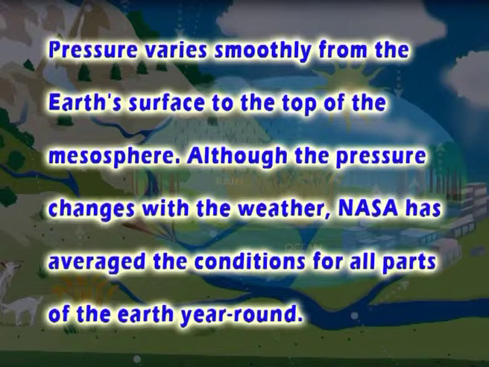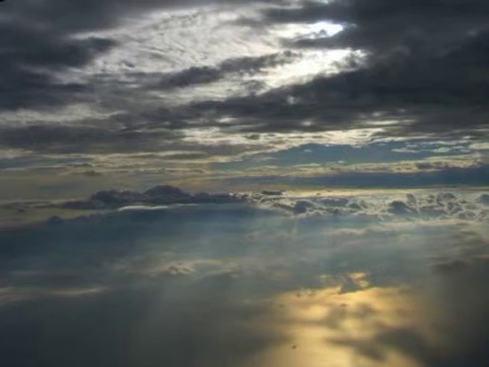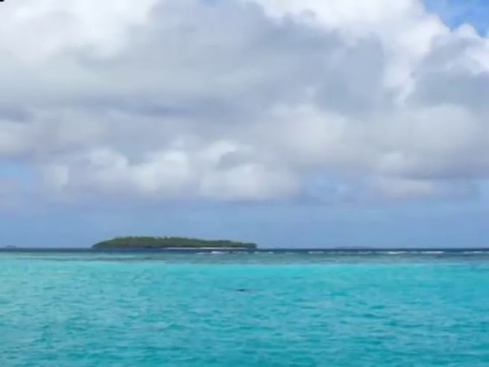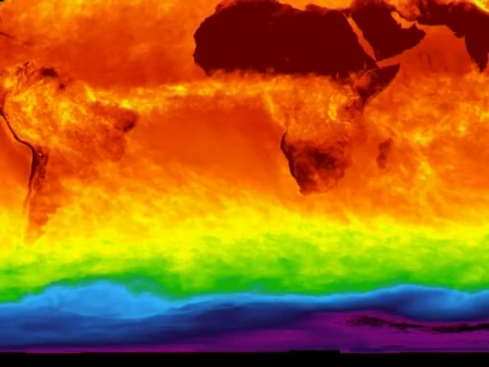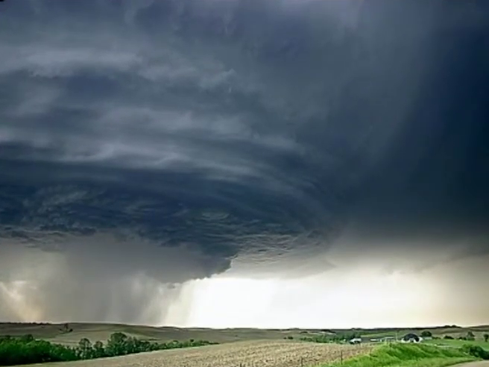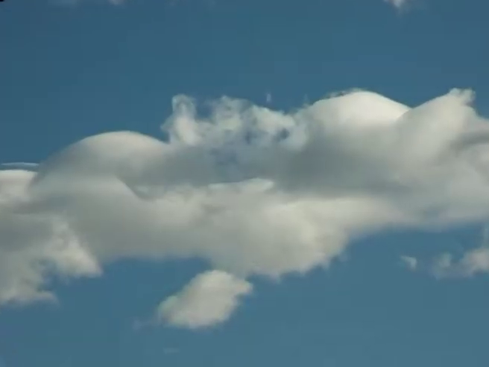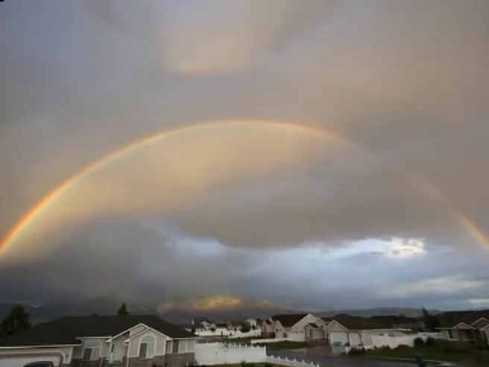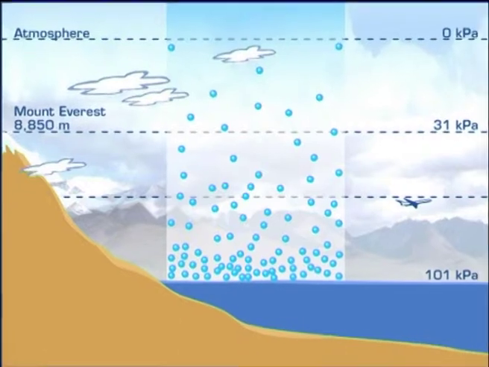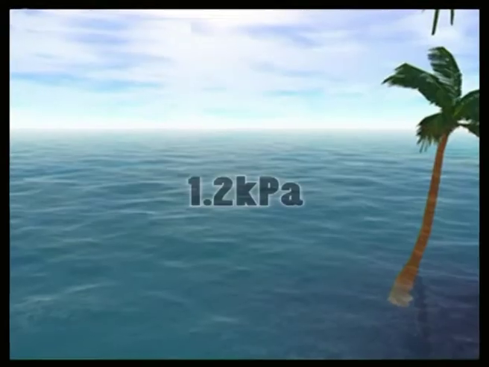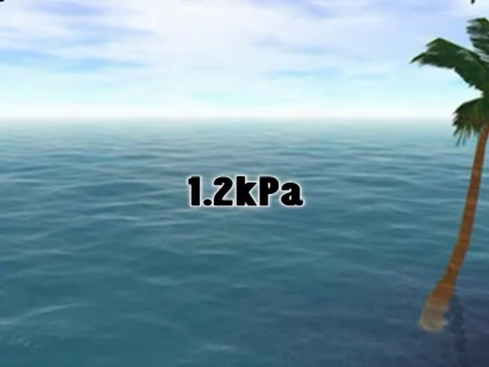Pressure varies smoothly from the Earth's surface to the top of the mesosphere. Although the pressure changes with the weather, NASA has averaged the conditions for all parts of the Earth year round. As altitude increases, atmospheric pressure decreases. One can calculate the atmospheric pressure at a given altitude. Temperature and humidity also affect the atmospheric pressure, and it is necessary to know these to compute an accurate figure. At low altitudes above sea level, the pressure decreases by about 1.2 kilopascal for every 100 meters.